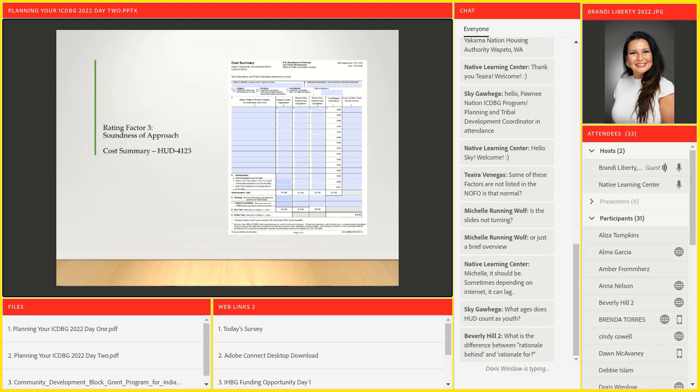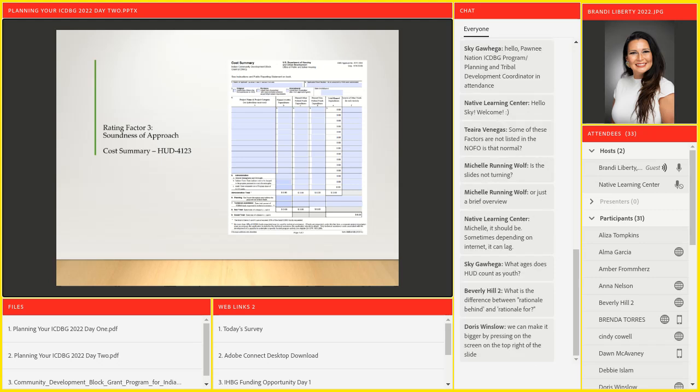Okay, that's fine. So the cost summary form is just the HUD 4123. So keep that in mind that this cost summary form will be different than the cost summary form we'll look at on Thursday with the IHBG competitive. And it provides that detailed breakdown of your costs that must match your budget and your SF 424 and any supporting documentation.